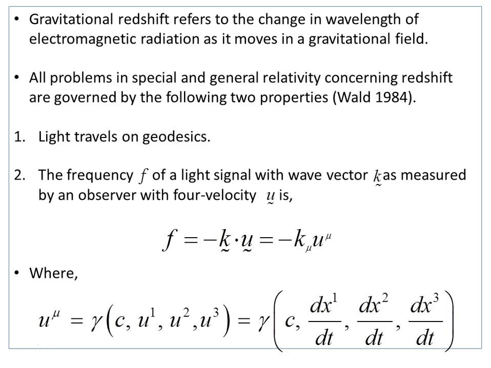Light travels on geodesics, and the frequency f of a light signal with wave vector k, as measured by an observer with four velocity u, is f equals minus k dot u, which is equal to minus k subscript mu times u superscript mu. So covariant index here, contravariant index here. Now, the four velocity is given by this object here, which can be rewritten as this.